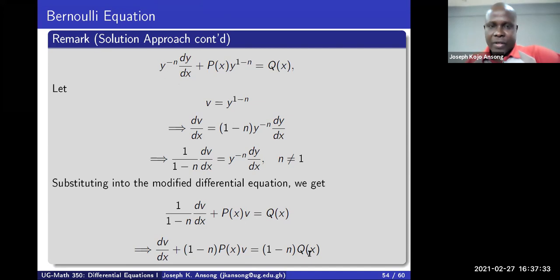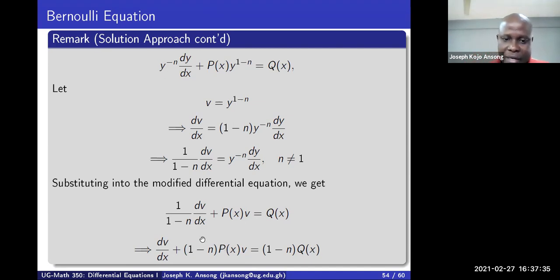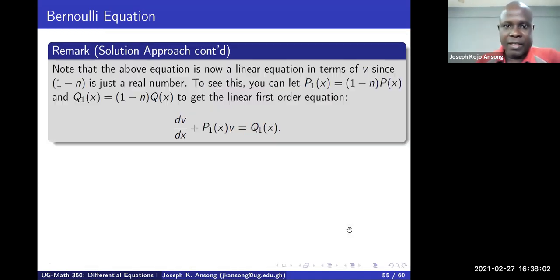Now if you notice, because 1 minus n is just a constant, this equation is actually now a linear equation, and we know how to solve linear equations using the integrating factor. So that is the point. Once you get here, if you want, you can make a replacement. You can let this be some p1(x), and this be q1(x). Then you see that it is exactly in the form of a linear equation. That is what I've done here.